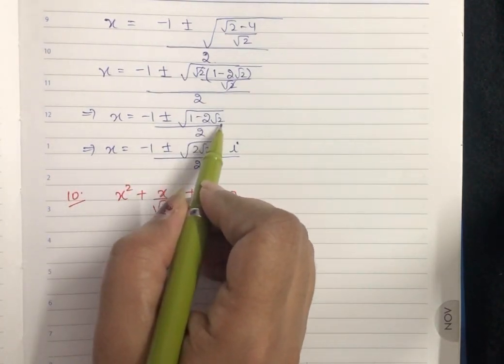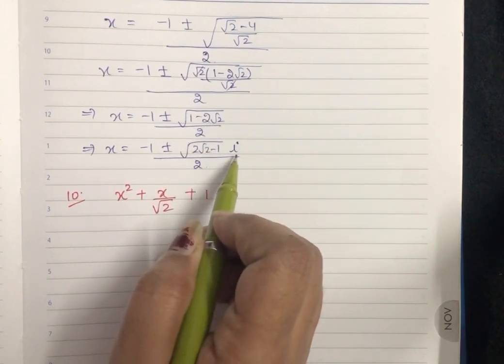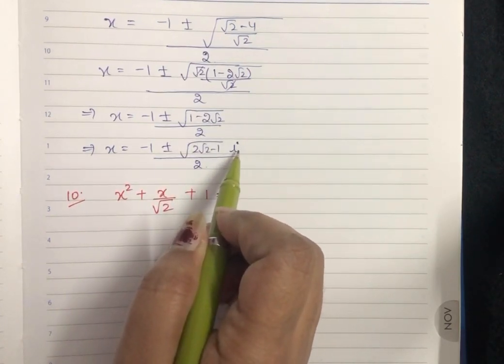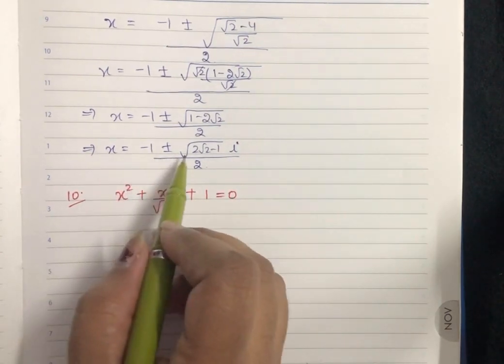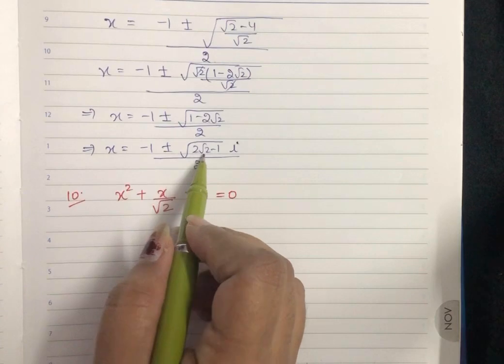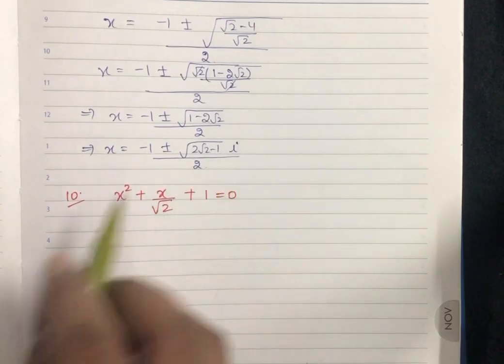1 minus 2 root 2 is a negative term. So we have changed the sign and in place of under root minus 1 we will put iota. So x will be minus 1 plus minus under root 2 root 2 minus 1 by 2 iota.